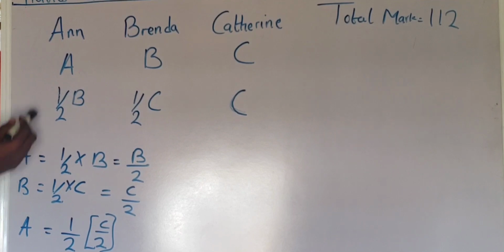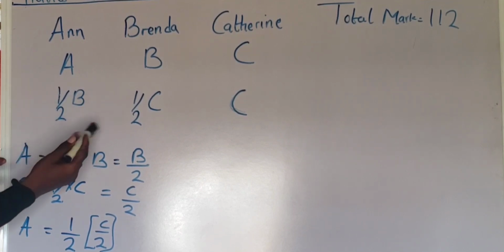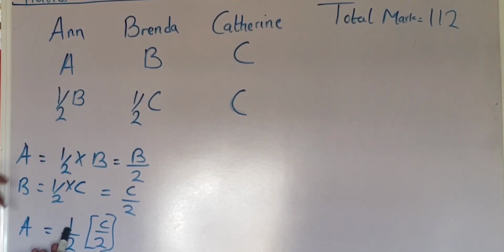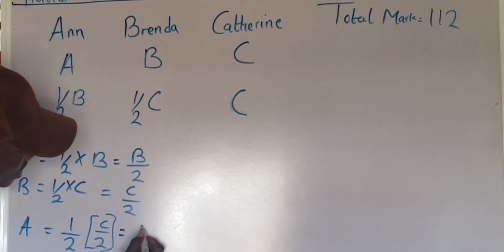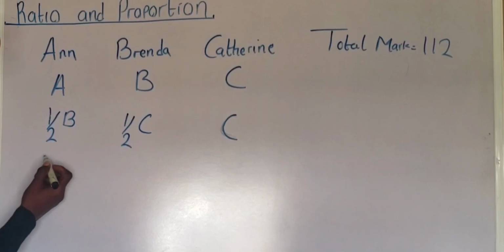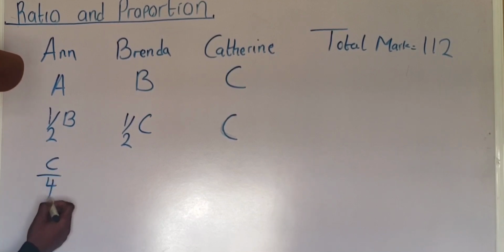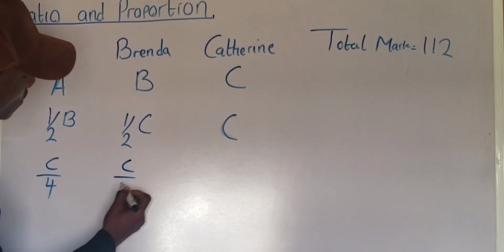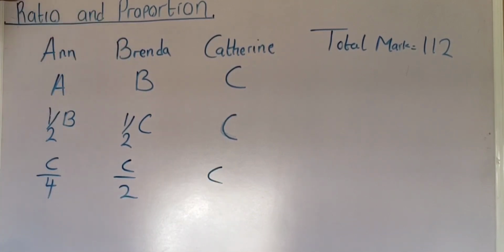So, if I want to express Anne's mark in terms of Catherine's mark, I'm just going to multiply 1/2 by C/2. So this will give me C over 4. So in this place, I'm going to have C over 4, and this is C over 2, and this is C. Having expressed each of these marks in terms of C, that is Catherine's mark, I can easily sum this and equate to what? Total mark.